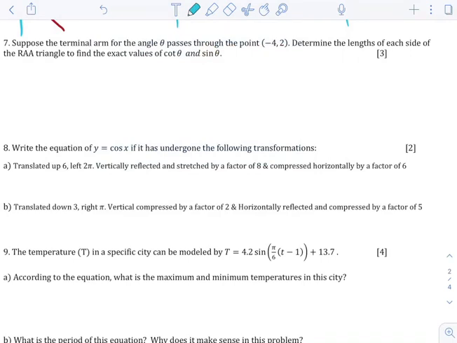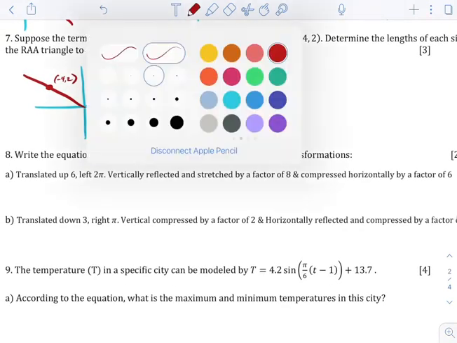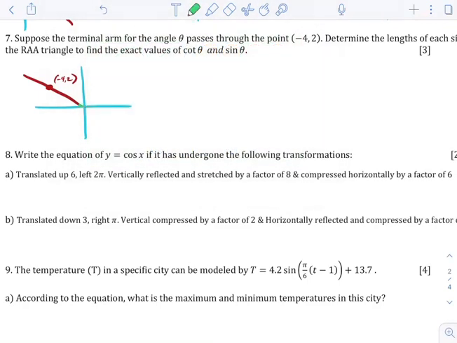Suppose the terminal arm for angle theta passes through the point negative 4 and 2. So let's draw that out. Negative 4 and 2 will be to the left 4 and up 2, so maybe somewhere around here. Determine the length of each side of the related acute angle triangle to find the exact values for cotangent and sine. Okay, so let's look at this triangle. Maybe I'll darken it in with green from here, here, and here. Well, I know that this is 4 to the left. I know that it's 2 above.